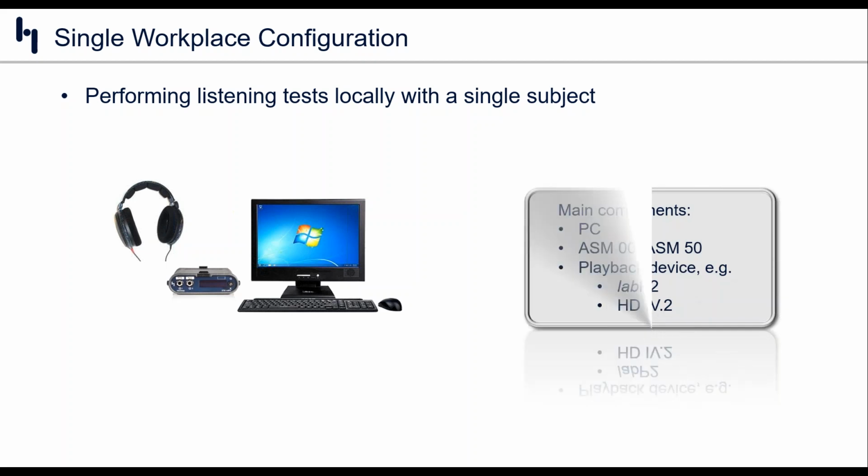For accurate signals and equalized playback, a suitable playback device is required, and we always recommend the products listed here. ASM50 is the Artemis module that you need to build your project, and also the SQala client, which is free of charge, could be deployed as well. If you're doing multiple subjects but using a single workplace configuration, you can do that. You just need to, the tests need to be performed sequentially.